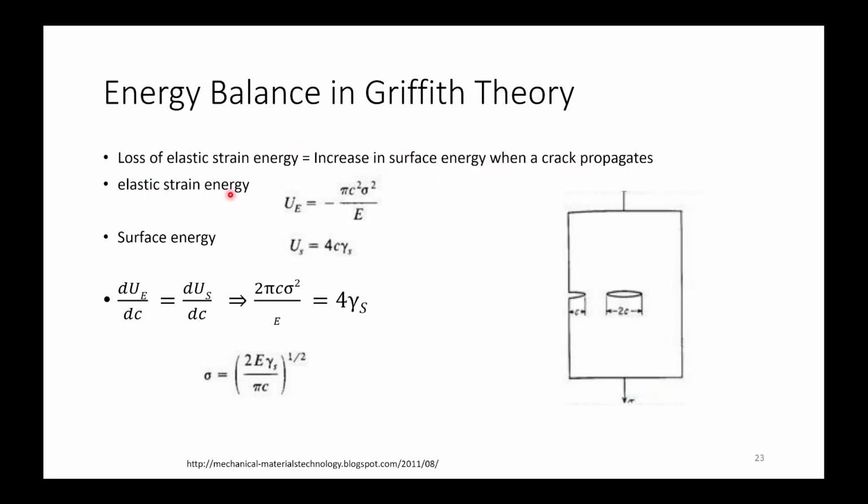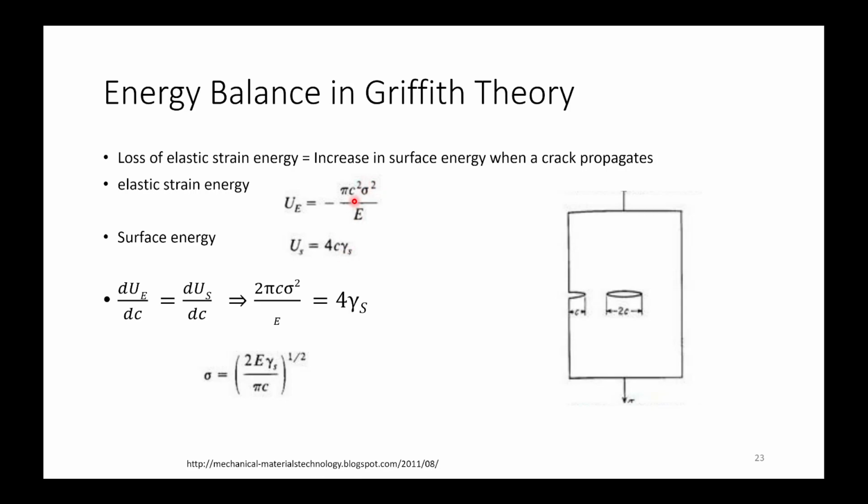Now elastic strain energy is given by this formula, π c² σ²/E. C is your crack length, sigma is your stress, E is your elastic modulus. Surface energy of a crack: at the crack there will be two surfaces, so it will be 4cγ. C is your crack length again, gamma is your surface energy per unit area.